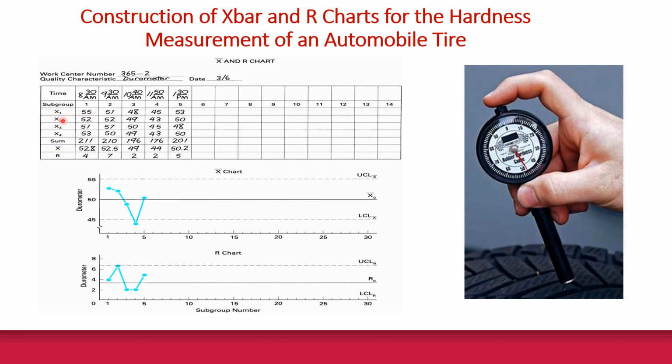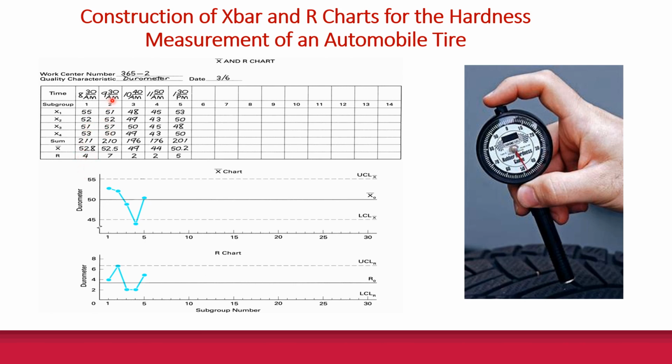we have an assembly line making automobile tires, and at 8:30 we pull four tires off the assembly line. And we measure what the hardness is. We compute the sum of the numbers X1 through X4, we divide by 4, we get the average. The range value comes from the fact we look at the biggest number minus the smallest number. So 55 minus 51, that's 4.